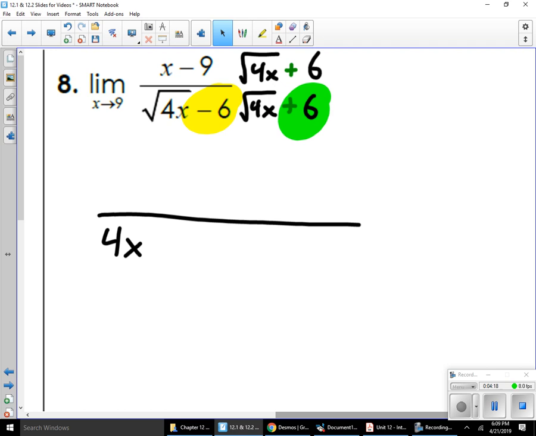Feel free to skip writing them. Negative 6 times 6 is negative 36. And we are good there. The numerator, I'm actually not going to FOIL.